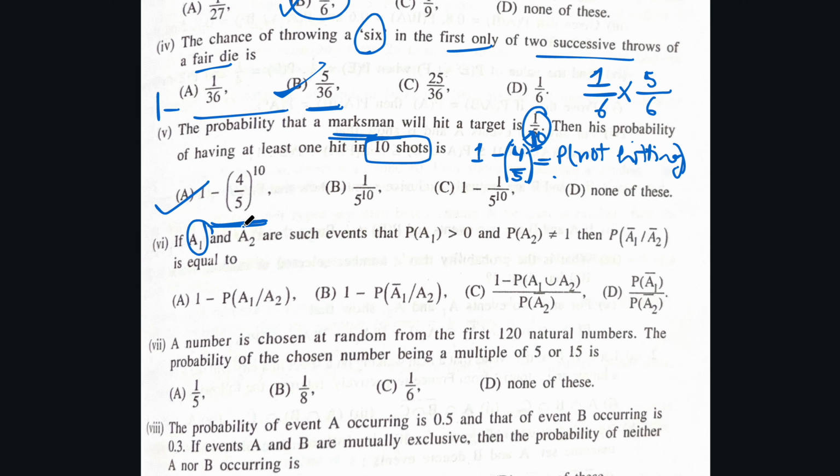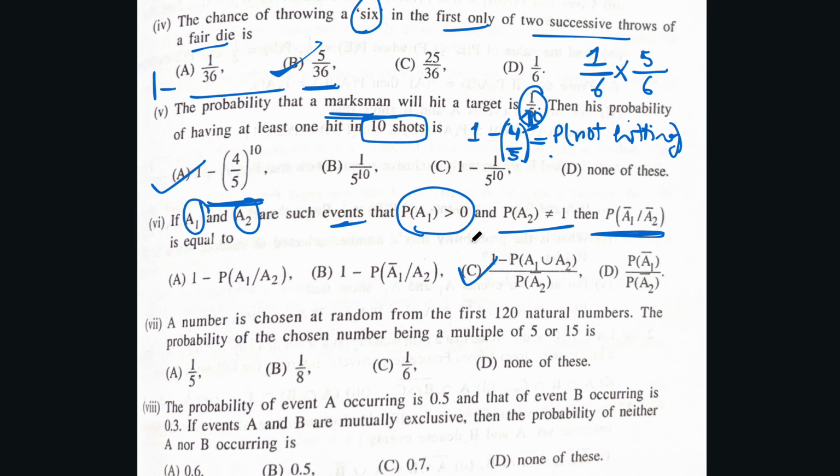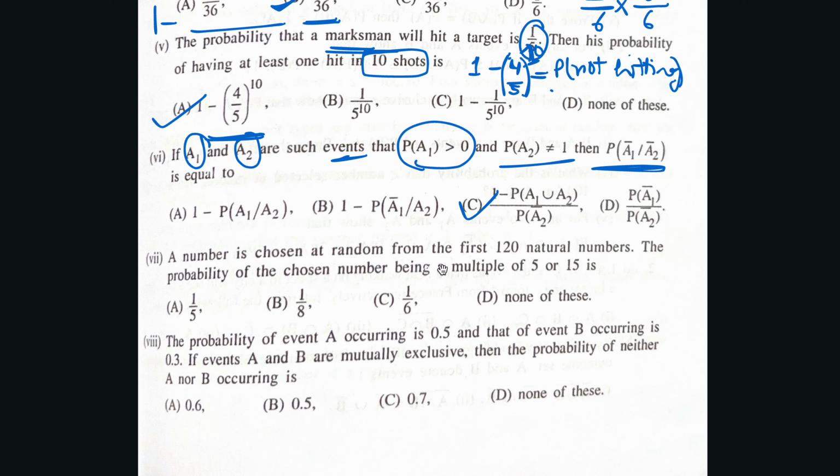If A1 and A2 are such events that probability of A1 is greater than 0 and probability of A2 is not equal to 1. Okay. I will skip this. This is beyond my range though. Just in case anybody knows this. This is the answer.